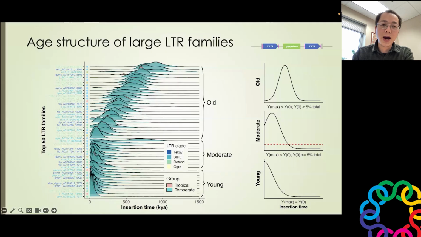This suggests past activity. And these moderate and young families suggest the recent dynamics of the TEs.